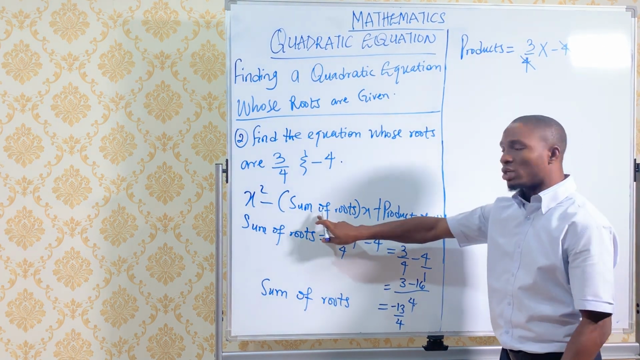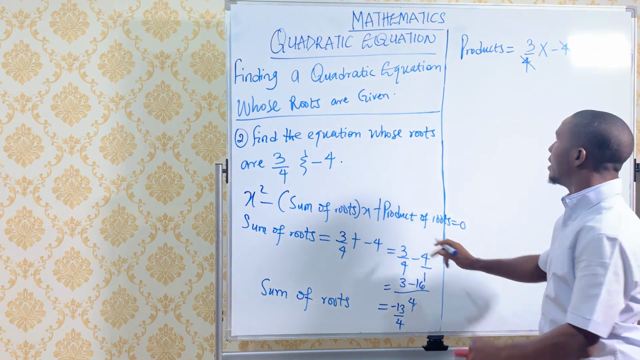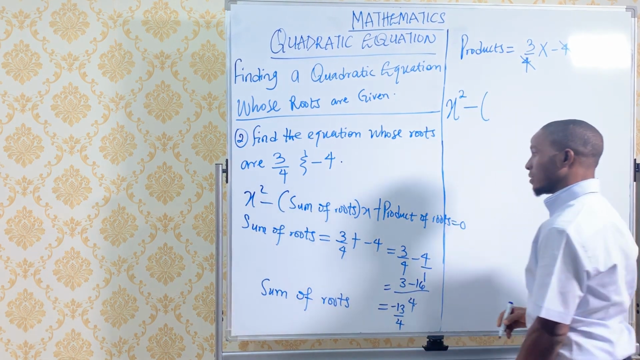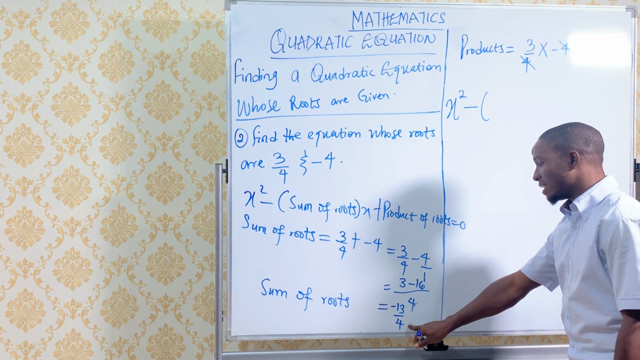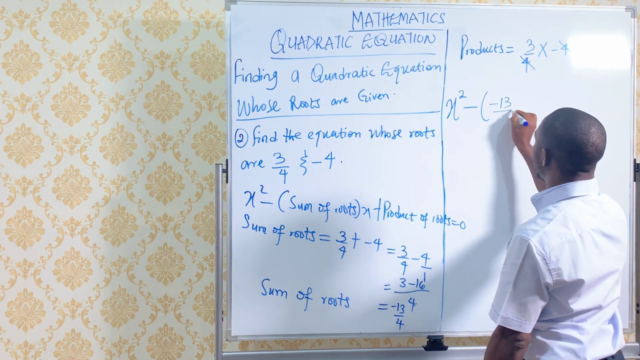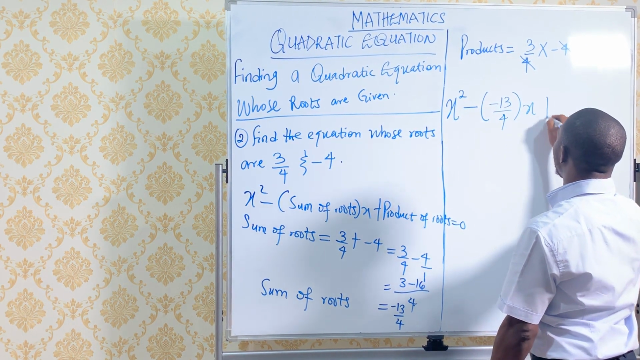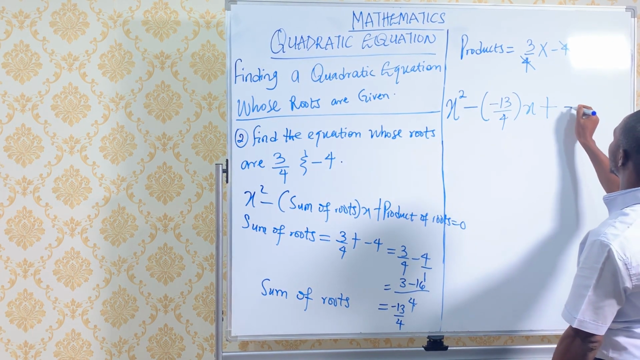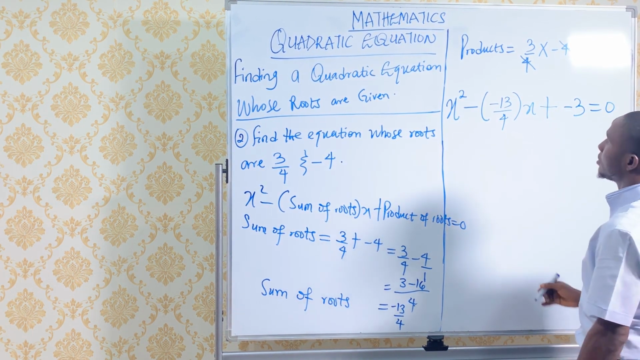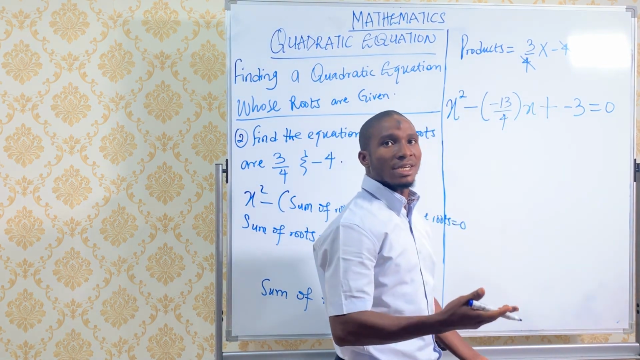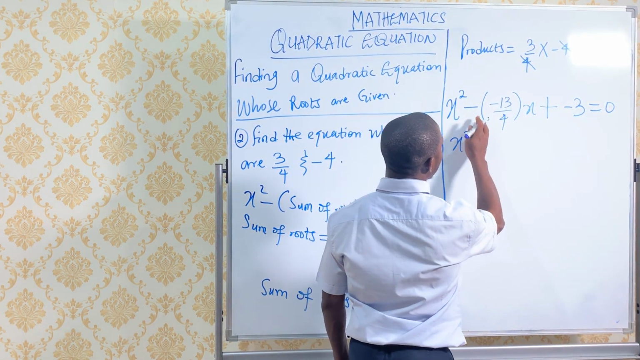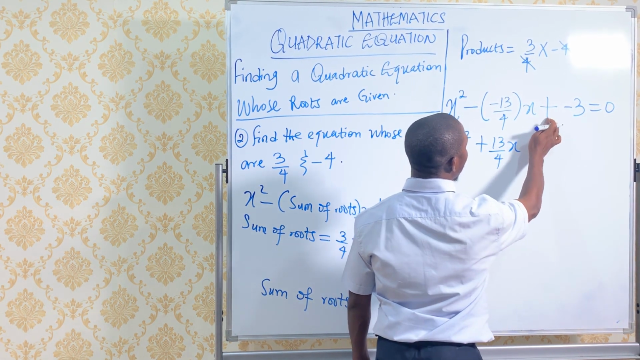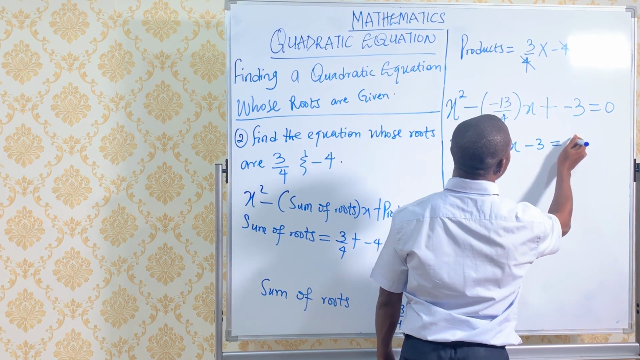Now, we have the sum of the roots and the product of the roots. We can now find our equation. x squared minus, in bracket, the sum of the roots, which is minus 13 over 4, so minus minus 13 over 4 x, plus the product of the roots, which is minus 3, equals 0. So we can rearrange this: x squared plus 13 over 4 x minus 3 equals 0.